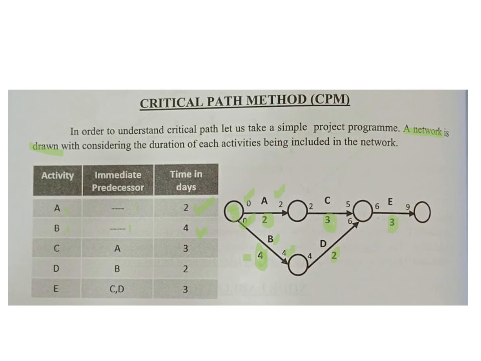Typically for E to happen, C and D should have both finished, right? But for C to finish, it's going to take only 2 days of A and 3 days for C to finish. So within 5 days, process C is finished, right? But for D to finish, you require 4 days of B and you require 2 days of D. So you require 6 days for process D to get completed, right?